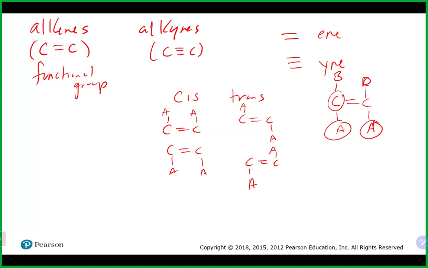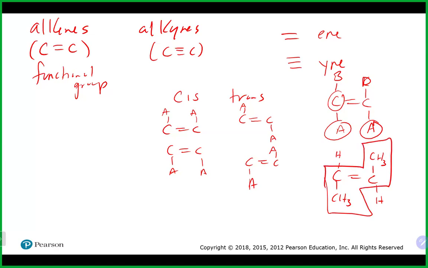Also a reminder, if you are naming something in a cis or trans situation like this, you still want to look for the longest carbon chain, even though it may be drawn in the cis or trans conformation. As in a couple of those examples from last time, the longest carbon chain is still all of those. You don't want to get caught on the carbon-carbon double bond and only count 2 all the time. You're still looking for the longest continuous carbon chain.